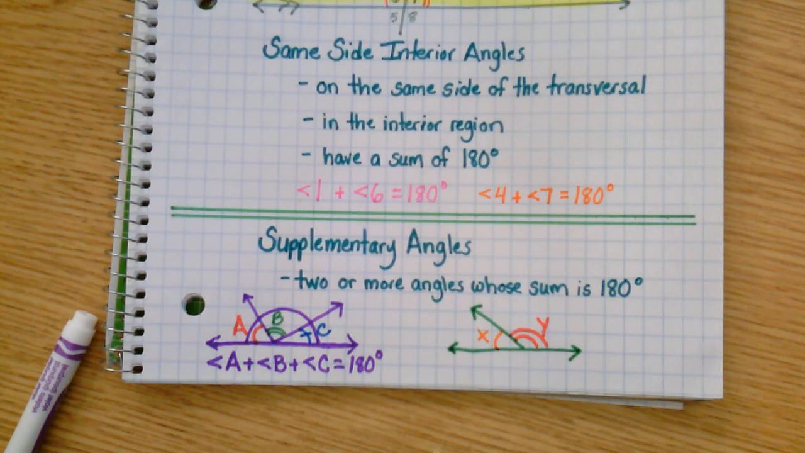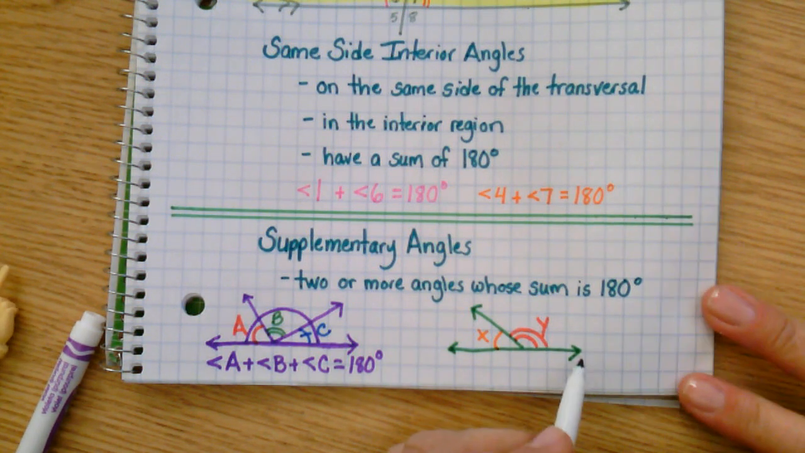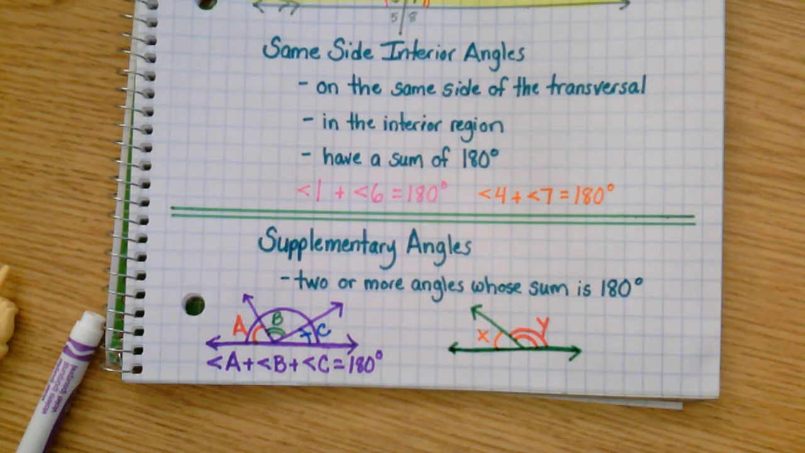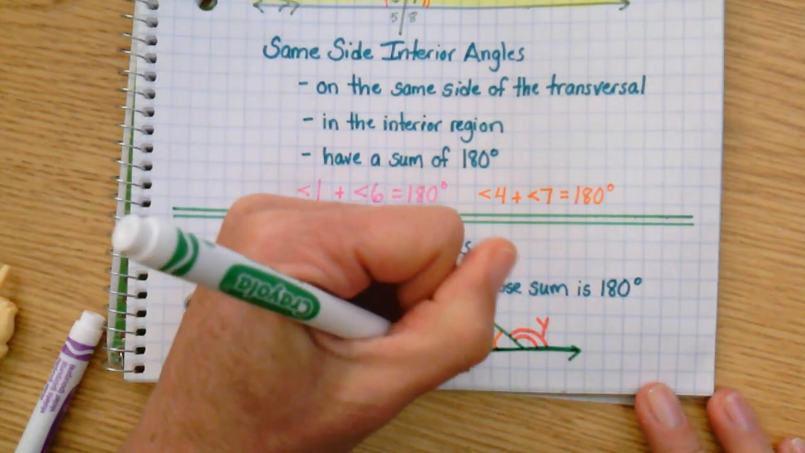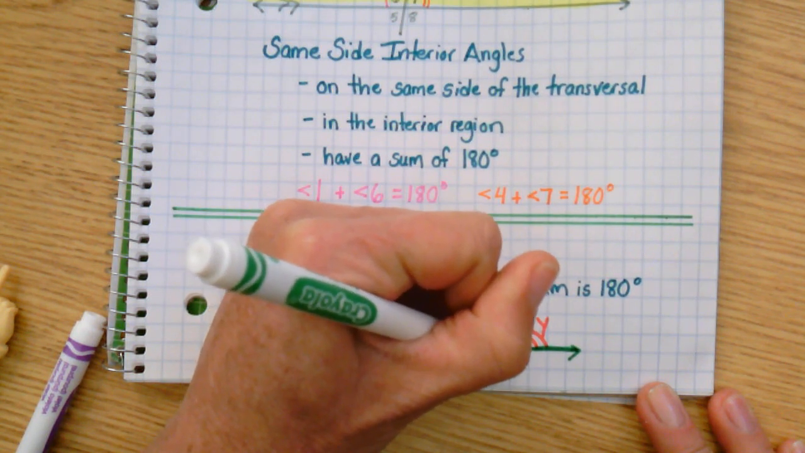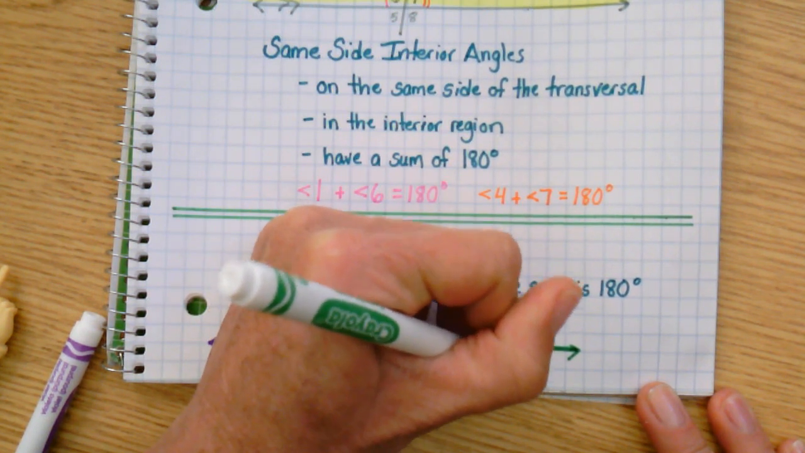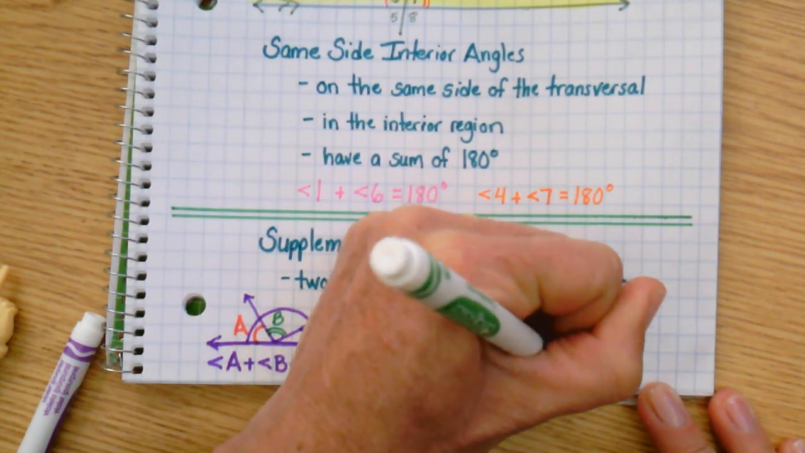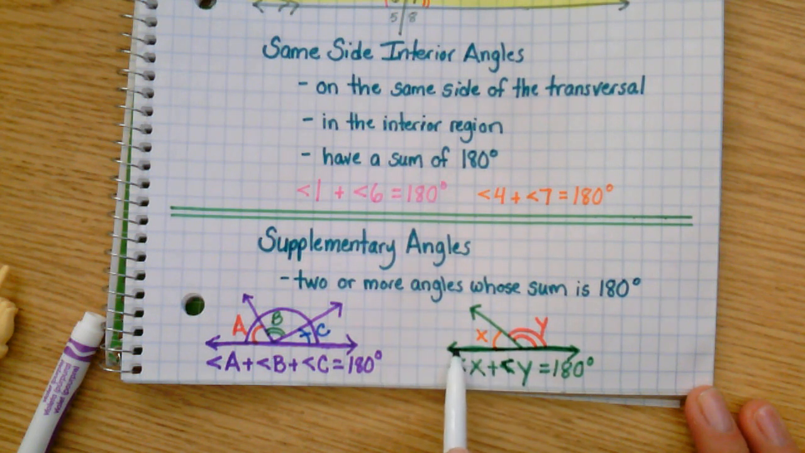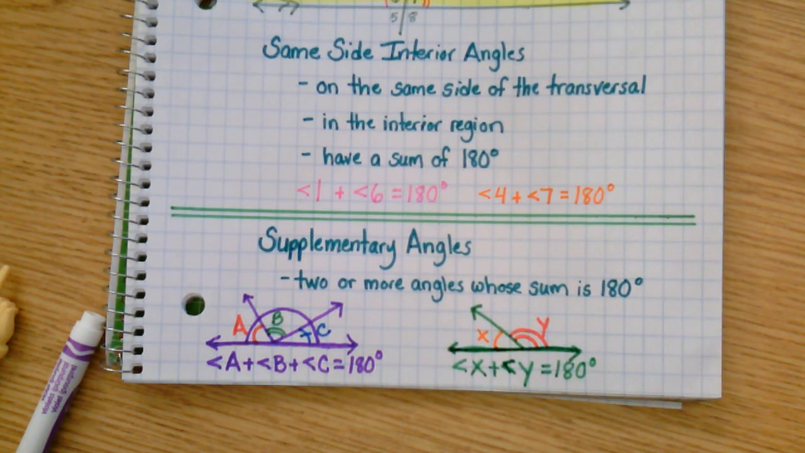In this next diagram, we have 2 angles. We have angle X and angle Y, and together those 2 angles create that straight angle. So in this diagram, angle X plus angle Y have a sum of 180 degrees because they create this straight angle together.